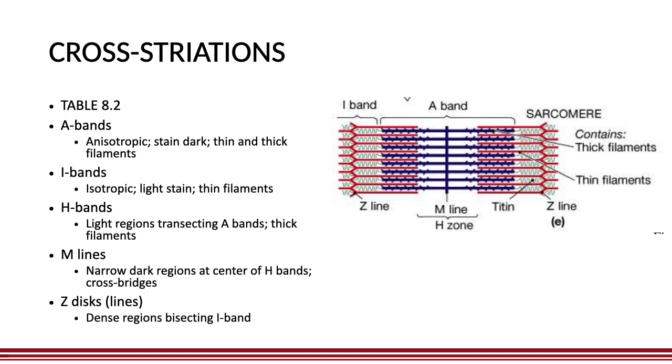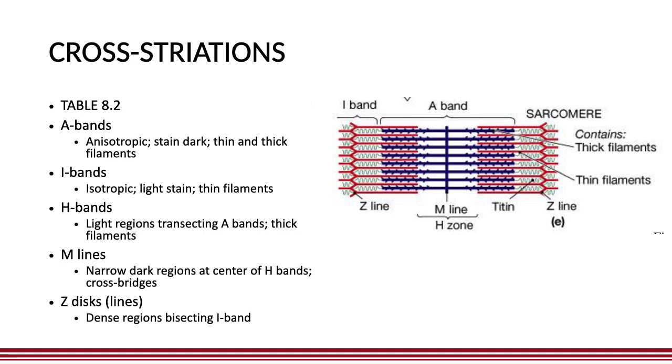The H zone disappears when the muscle is contracting because the actin filaments will slide towards the middle. So the H zone will only be present when the muscle is relaxed. It disappears when the muscle is contracting. The area in the middle of the H zone is known as the M line. When a muscle contracts, this represents where the actin filaments will contact each other. So again, Z bands represent the ends or the limits of the sarcomere.